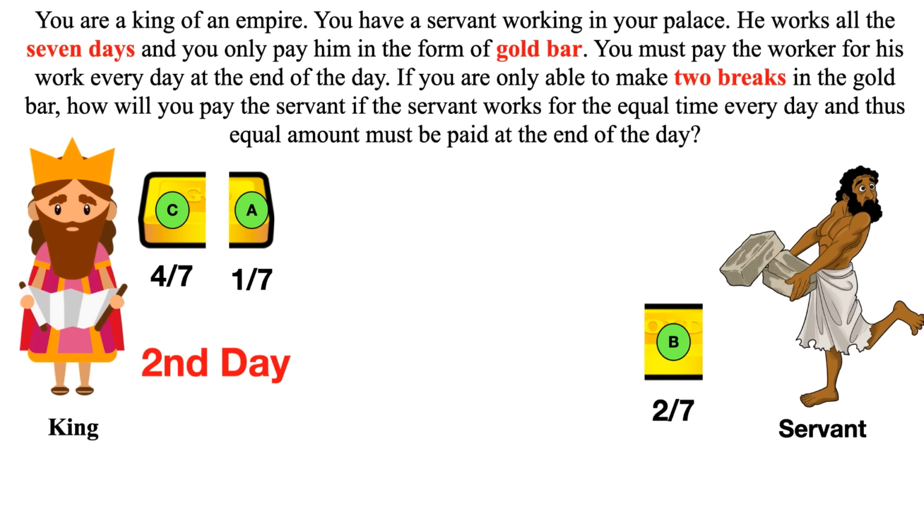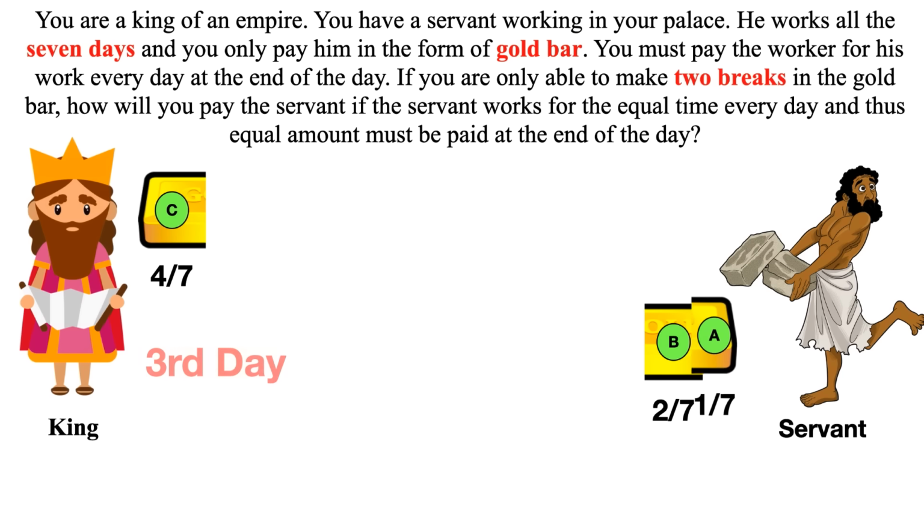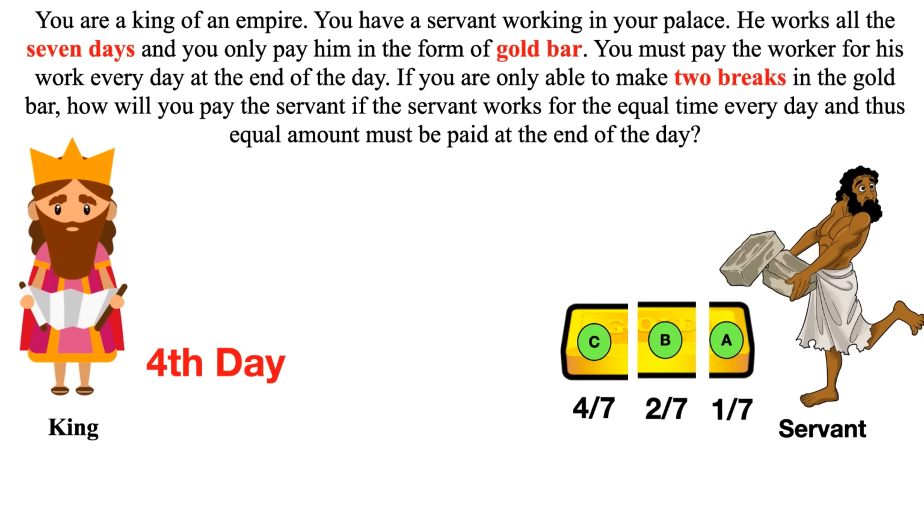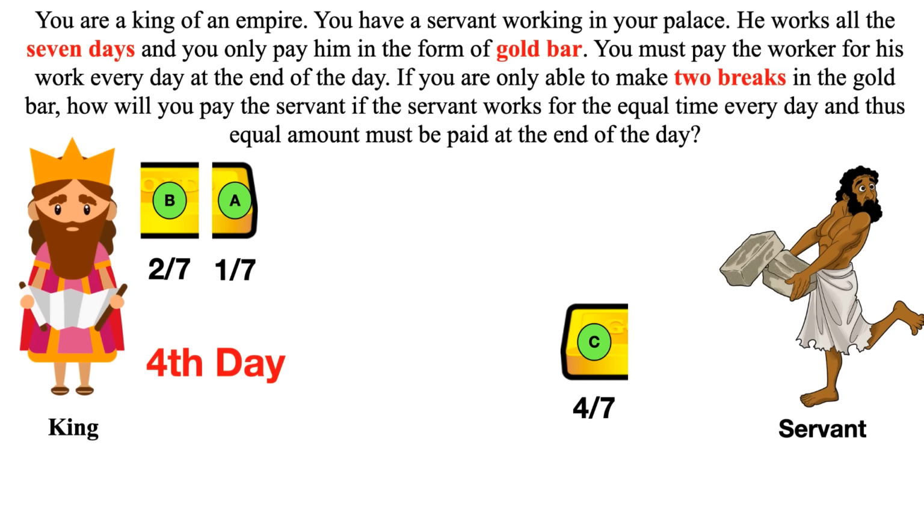Worker possesses bar B. When day 3 ends, give bar A to the worker. You remain with bar C. Worker possesses bar A and bar B. When day 4 ends, give bar C to the worker and take back bar A and bar B. Here you remain with bar A and bar B. Worker possesses bar C. When day 5 ends, give bar A to the worker. You remain with bar B. Worker possesses bar A and bar C.